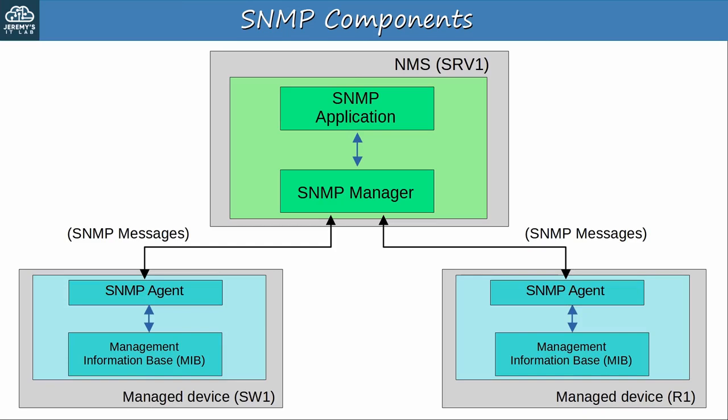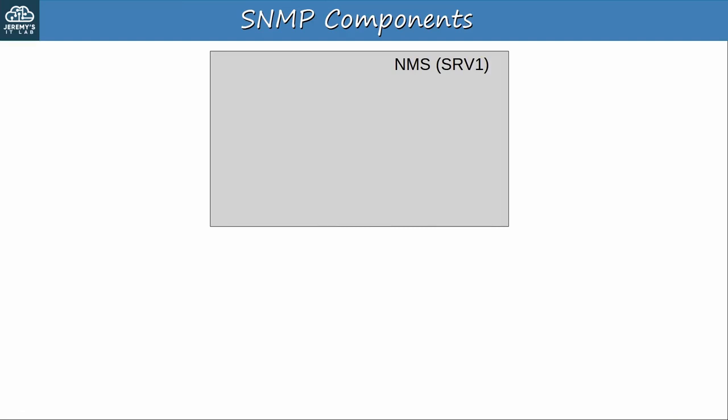These are the main components of SNMP. Up top there is the NMS from the previous network diagram, server 1. On the bottom, the two managed devices, switch 1 and R1. Let me break this diagram down step by step. First, the components of the NMS. Let this green section represent the SNMP software on the NMS. The NMS probably isn't a machine dedicated to SNMP. It could just be the network admin's PC, which is running SNMP software.